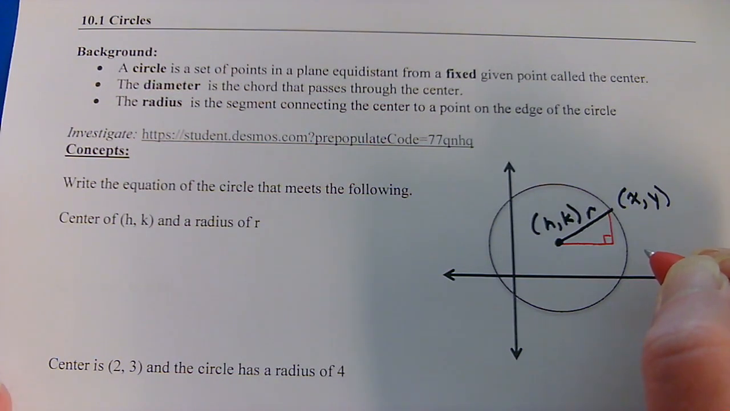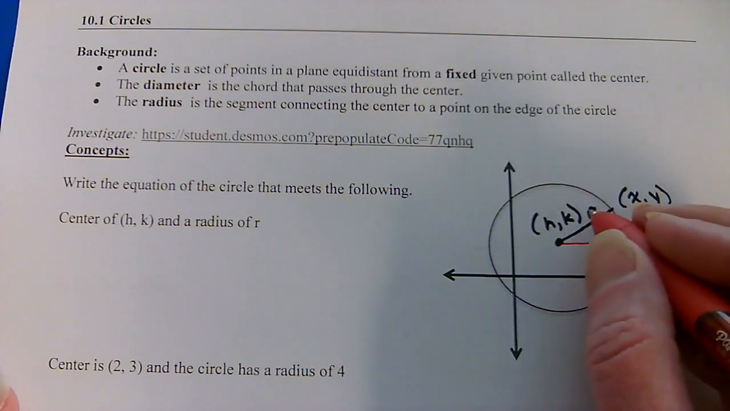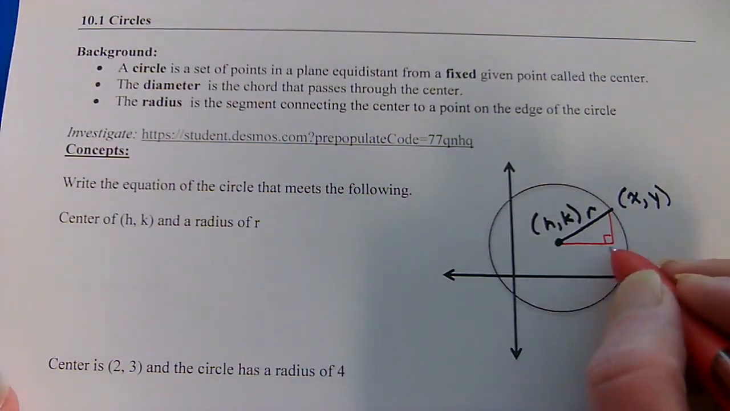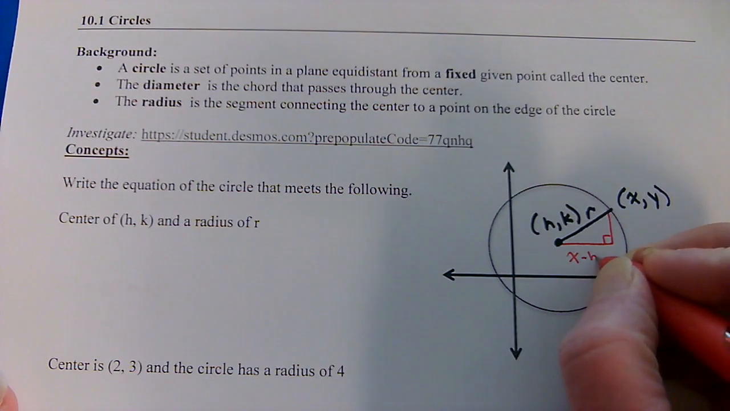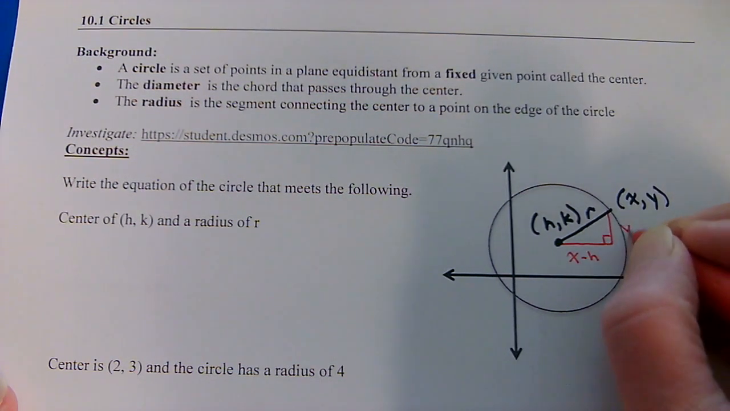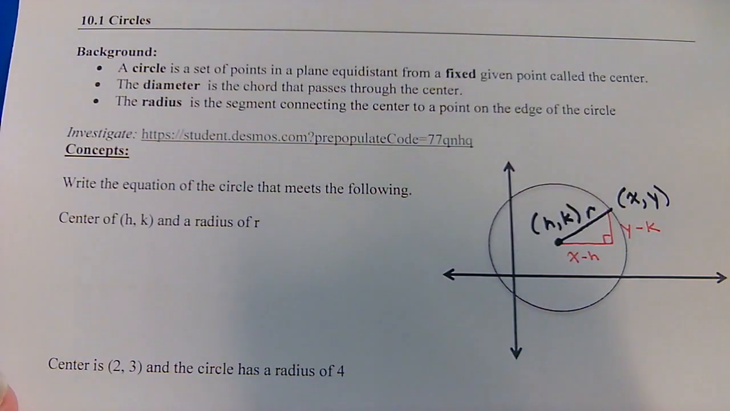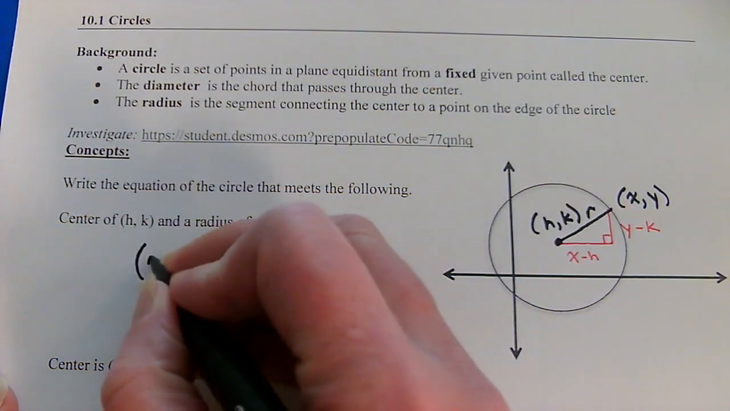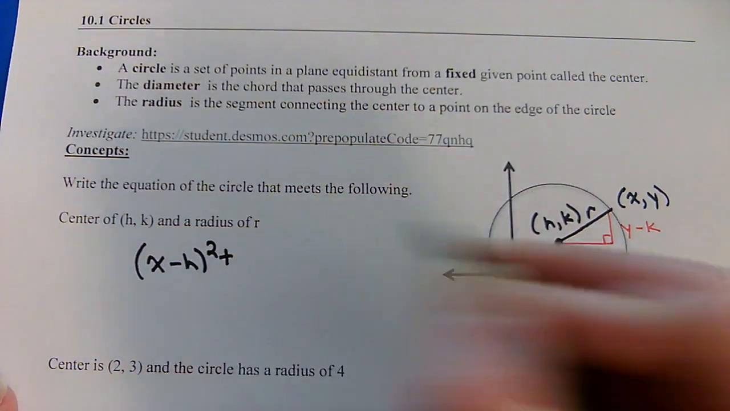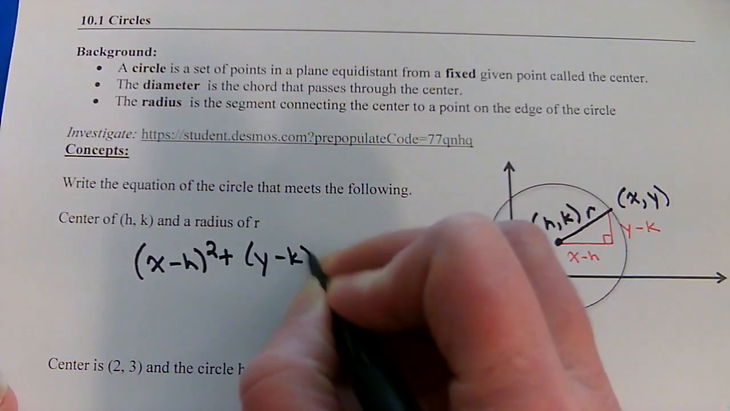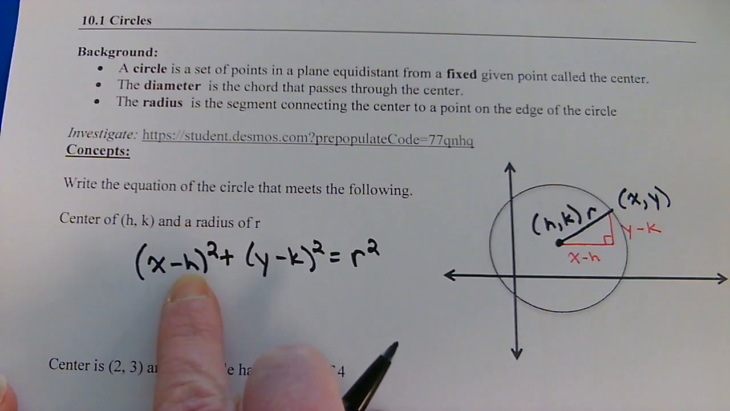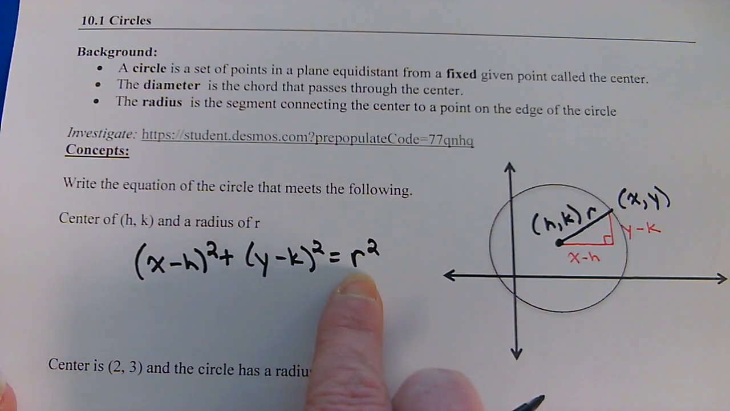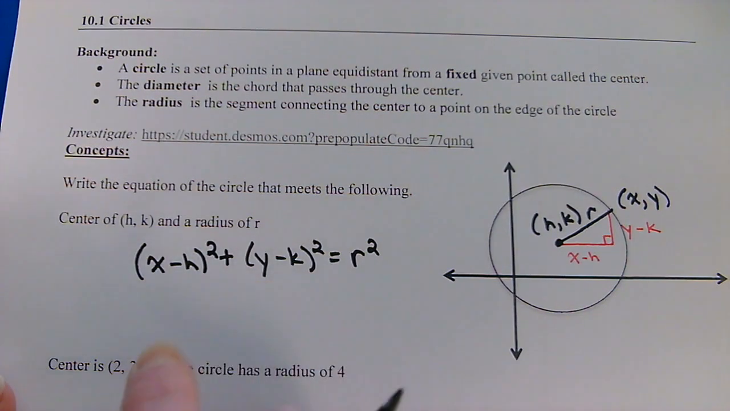And then we know some special stuff like the Pythagorean Theorem. Leg squared plus leg squared equals hypotenuse squared. So this leg is my horizontal distance, or my change in x values. So this would be x minus h. This would be the change in y values, so it's y minus k. Now, using the Pythagorean Theorem, that means this leg squared plus this leg squared equals the radius squared. In that formula, we should know h, k, and r. The x and the y are variables. There'll always be an x and a y.